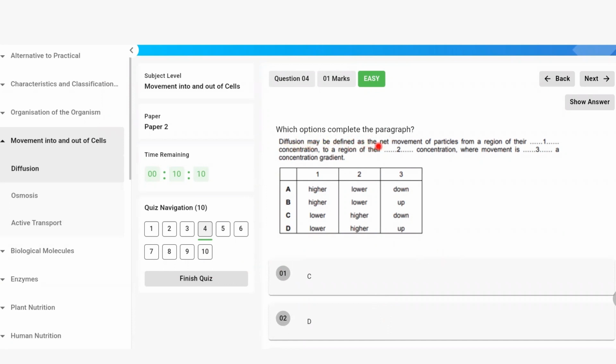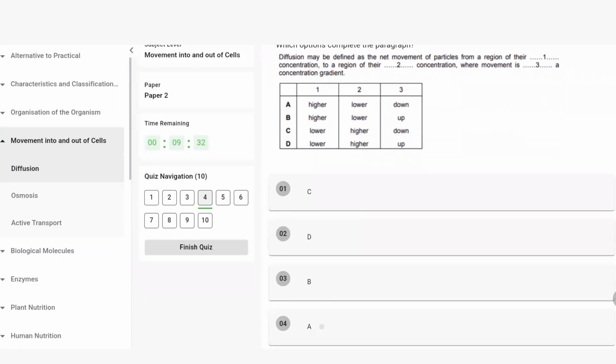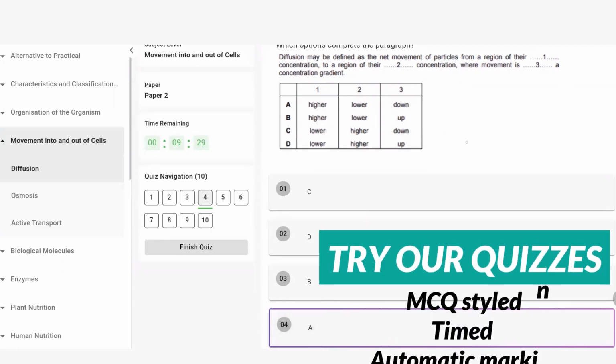Diffusion may be defined as the net movement of particles from a region of their, so we've learned the definition. We know that it's the net movement from a region of higher concentration to a region of lower concentration, where the movement is down a concentration gradient. So these are the three answers: higher, lower, and down. And that is given by answer A. So that's the answer I'm going to choose. All right, so this is directly testing whether you know the definition of diffusion.